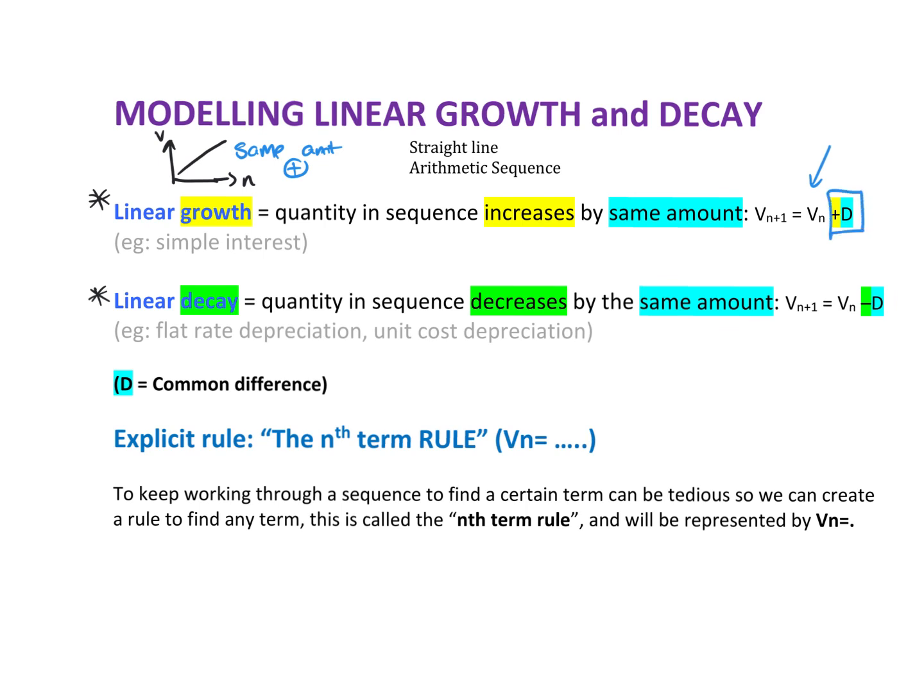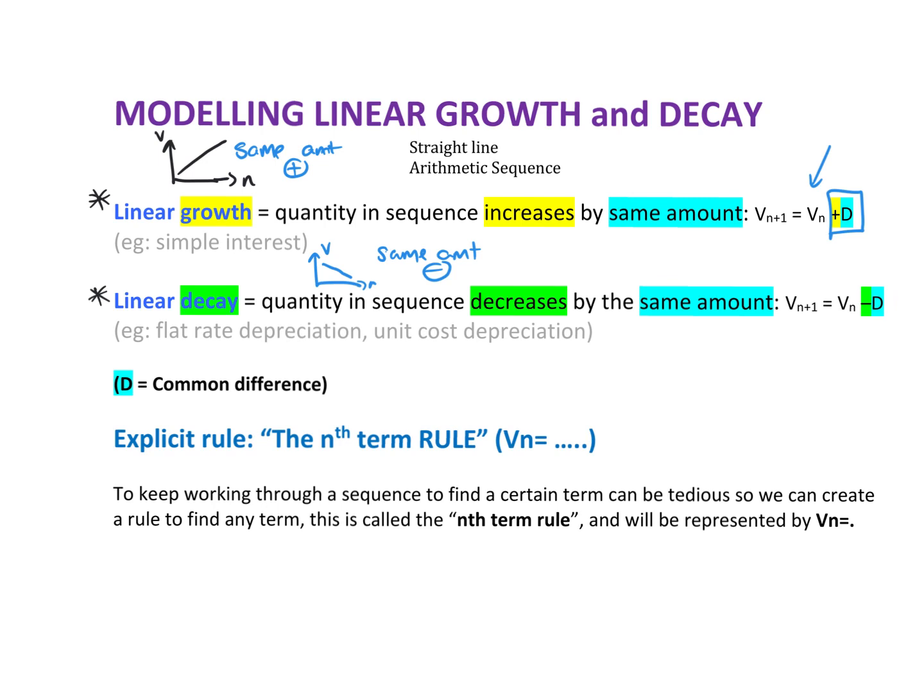So when we talk about the value of an investment going up, we say growth. If it's going down, we say decay. So we've got linear decay. If you want to draw a little diagram of this one, it would be the value over time. You'll see it go down in a straight line. And it's always the same amount being subtracted.